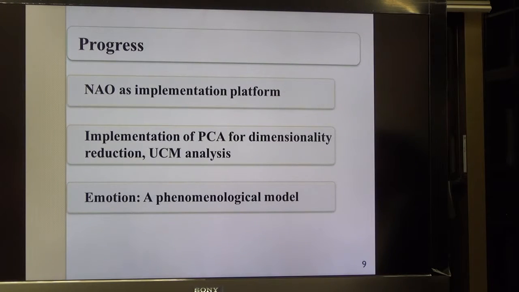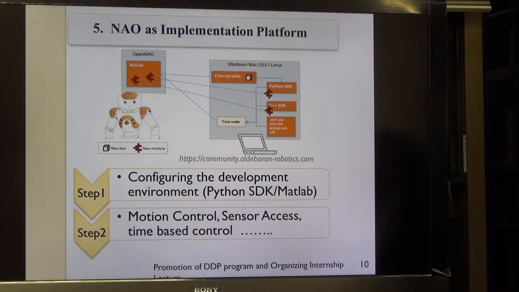So right now the progress of the project, I divided into three parts: how much I have developed the implementation platform, the implementation method, and the last one, PCA and UCM, and the emotion. Regarding the platform, I learned how to develop the development environment, the control of the robot, sensor access, and the time-based control of the robot.